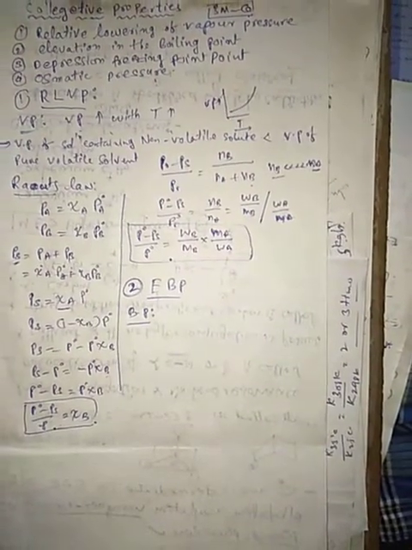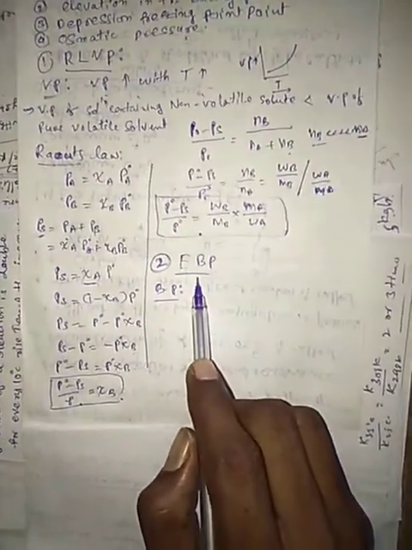Our solution topic continues, part 4. Now, in this one, I am going to explain elevation of boiling point, the second colligative property.